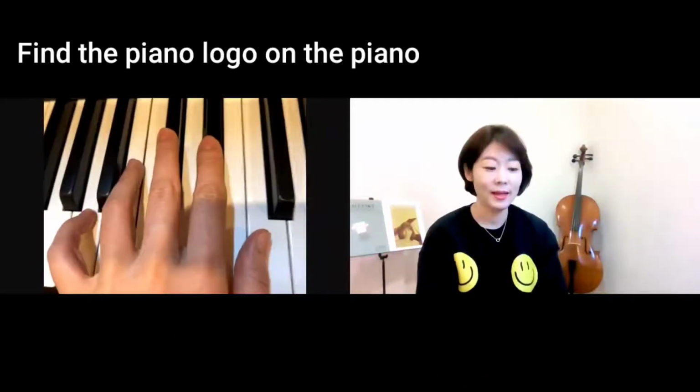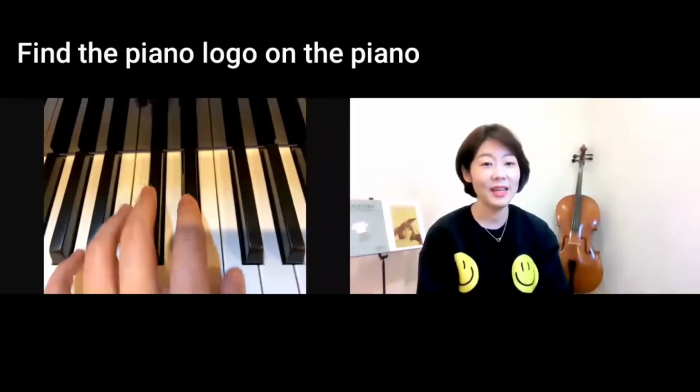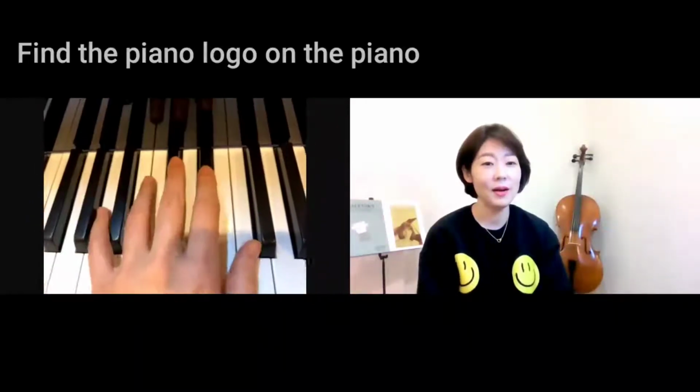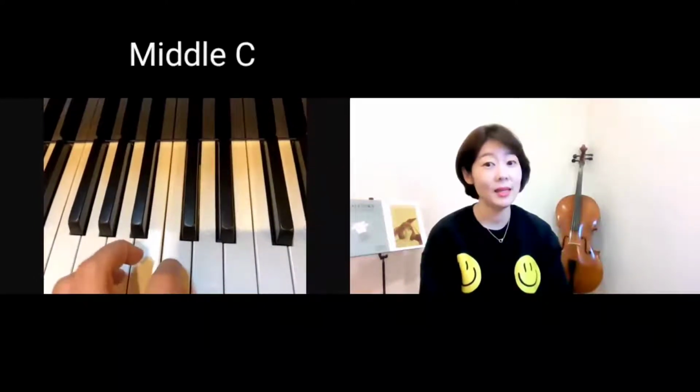So just remember, you need to find the logo or company name, and then the middle C might be there. Find the two black keys and then the left one slides down, that's the middle C. Then you can sing the alphabet song and figure out the rest: C, D, E, F, G, A, B, C.